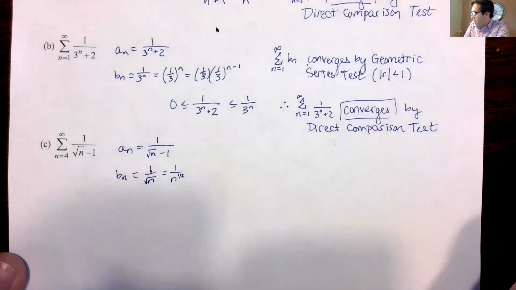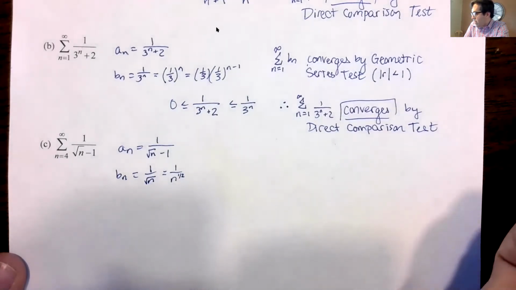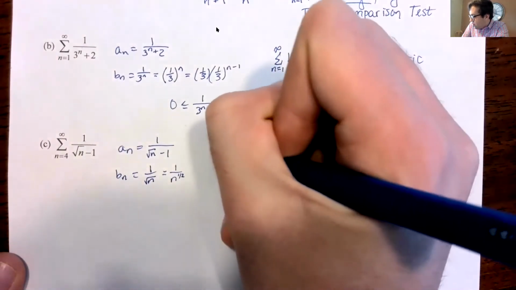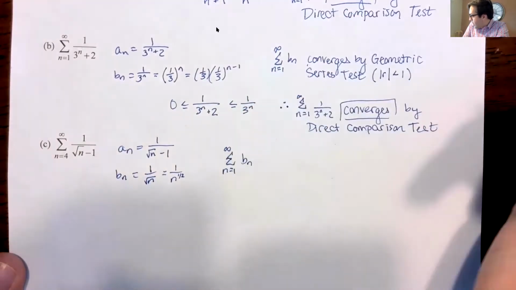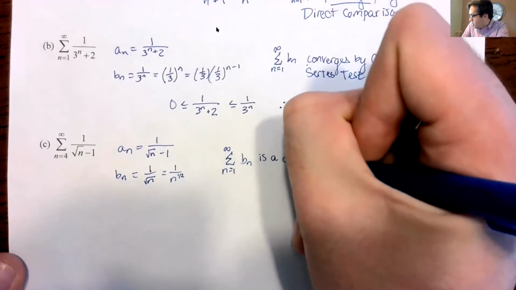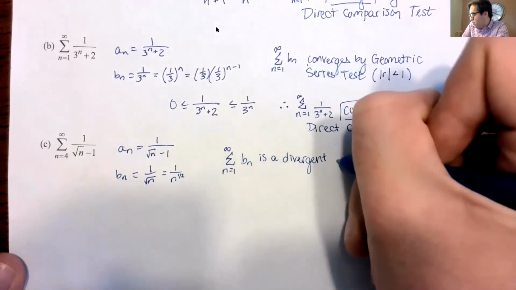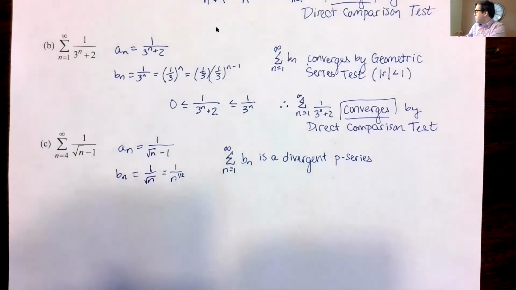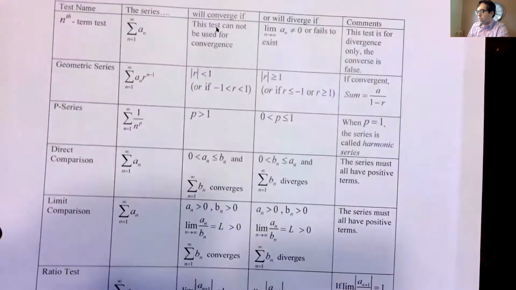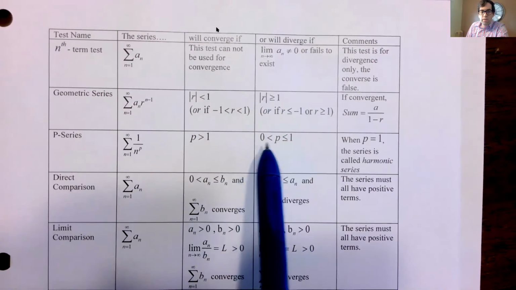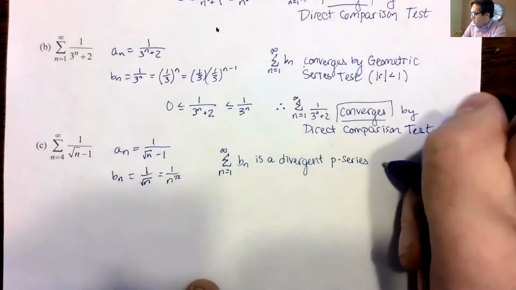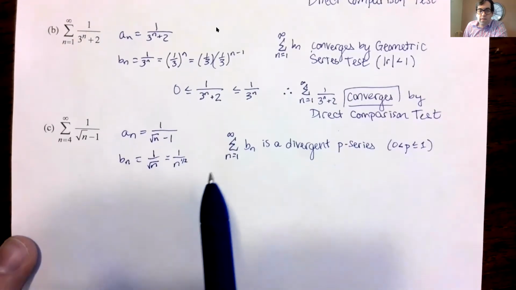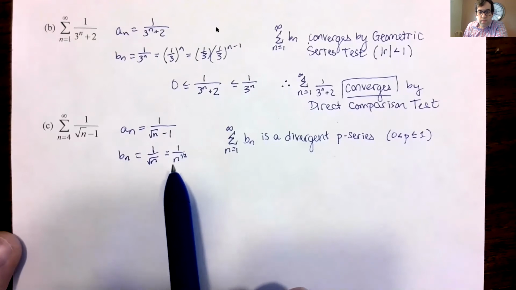And n to the 1/2. So this is a p series. You can tell by the fact that it's 1 over n to some power. And that sum is a divergent p series. And why is that? Because the p was between 0 and 1. Okay. So that diverges.